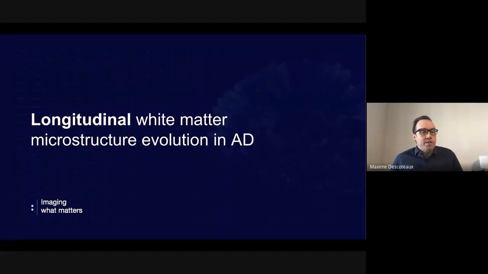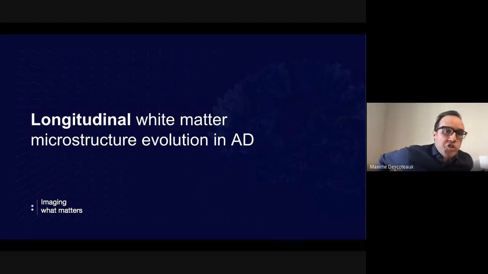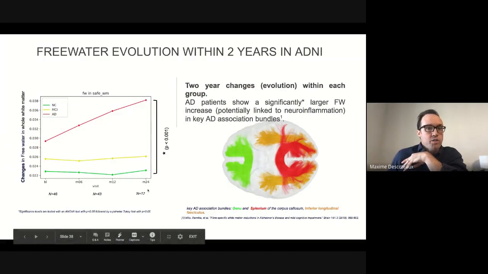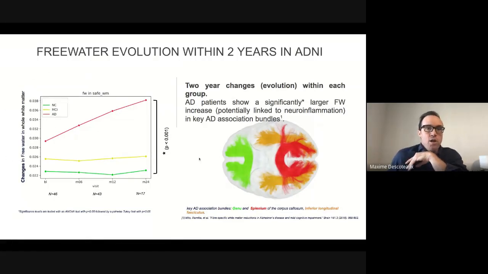Now, you may wonder, how do these things evolve in time? Can you picture longitudinal changes? In fact, you can. Here's a 2-year progression. So 24 months, where you see in green and yellow, the normal controls and MCI group, pretty stable. And this is across the whole safe white matter mask, as opposed to the Alzheimer's disease group really increasing in their free water index across 24 months. So this is true in the whole safe white matter, but it's also true in specific white matter bundles, mostly connecting the temporal lobe.